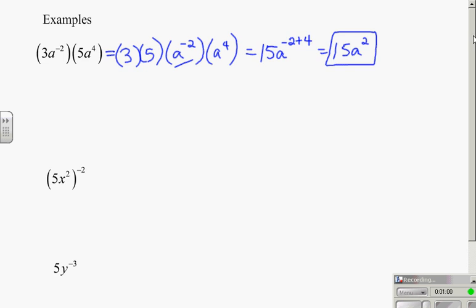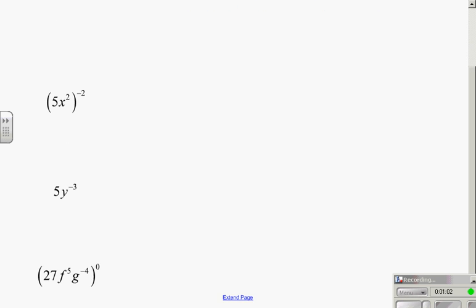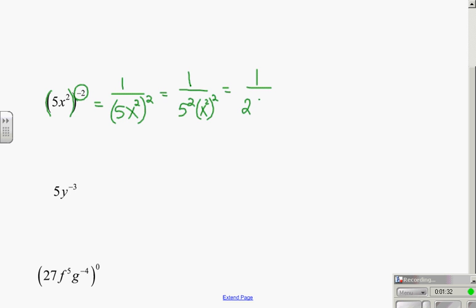Now I have these next two problems side by side for a reason, because I want you to notice the placement of the parentheses. Here, the parentheses mean that everything is to the -2 power. I'm going to take care of that first. I'm going to write 5x squared squared. Notice the negative disappears because I moved it all to the denominator. Now I need to distribute that power to a power. And so I have 5 squared times x squared squared. So I have 1 over 25 x squared squared multiply x to the 4th.